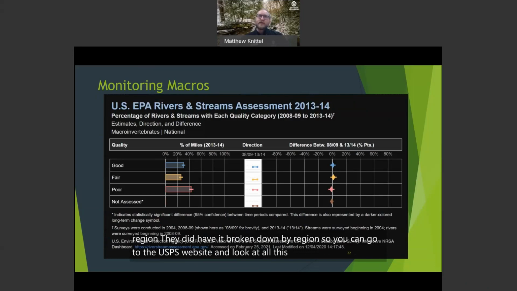They do have it broken down by region, but they added many more regions, so I think it was like 7 or 9 different regions, and I didn't want to have to dig through all those for us, so I decided let's just look at the overall US data. So again, we've got about 30-ish% rated as good, about 25 to 30% rated as fair, and about 45 or so rated as poor.